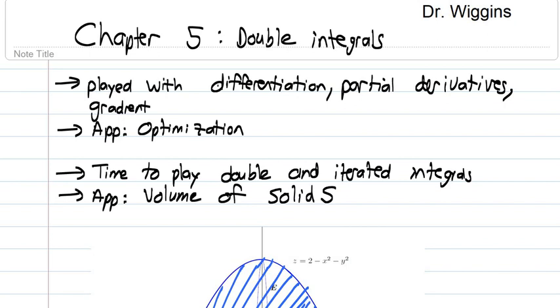Afterwards, in chapter 3, we played with differentiation, partial derivatives, the gradient, and had all kinds of fun talking about tangent lines and tangent planes. And then we saw a very cool application of all of this work in chapter 4 when we discussed optimization theory. But now it is time to play with double and iterated integrals. And you will see in a future lesson that one application is to work out the volume of a solid.